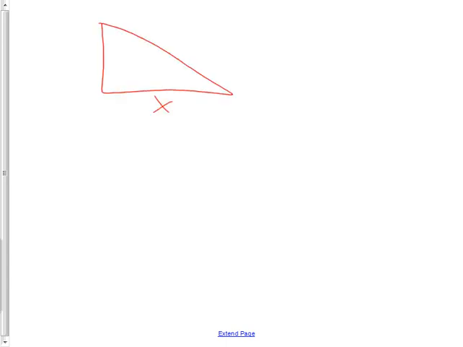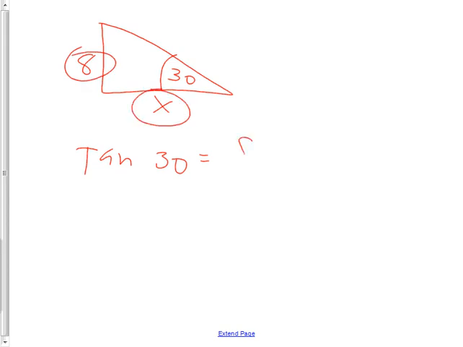This is x, this is 8, and this is 30. You should be able to say, oh, I know that one. That's using the 30. I got to go sine, cosine, or tangent of 30. And which one is it? Well, I don't want the hypotenuse in it. There's only one that doesn't have the hypotenuse, and that's tangent. Tangent of 30 is TOA, opposite over adjacent. 8 over x.